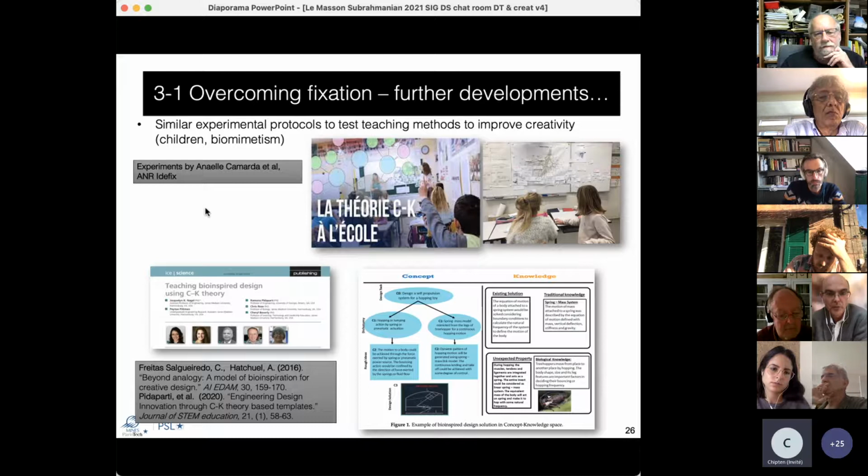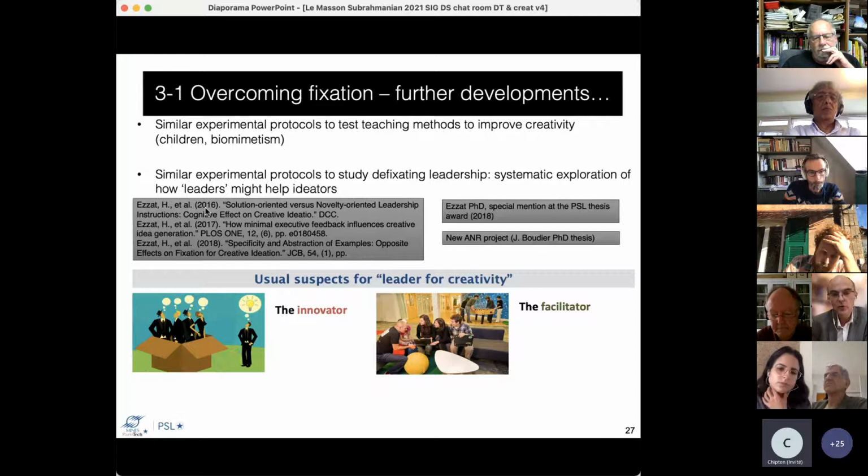Work was done also on leadership, how a leader could give not only examples but instructions to defixate his team. And here I refer you to the fantastic work done by Isha Mezat and now Justine Boudier and their colleagues, Mathieu Cassouti, Marina Goguet, etc.